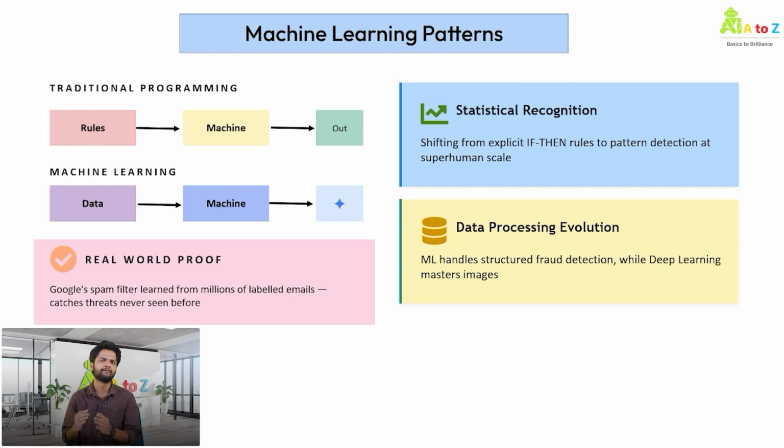For example, fraud detection, you have clear fields: amount, location, and time. But when you move to unstructured data like images, audio, or language, things become much more complex. And this is where deep learning becomes essential because it can automatically extract features from raw data. So the evolution is not random. It's driven by the type and complexity of data.